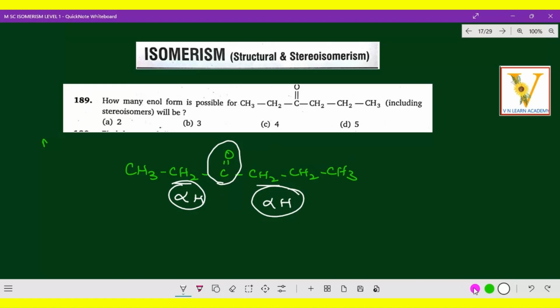See, this is a very simple way, I'll tell you. So in this, the enol form goes this way. So let me write it. How many enol forms are available?